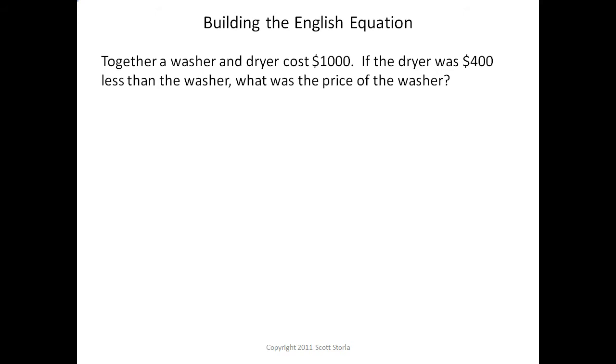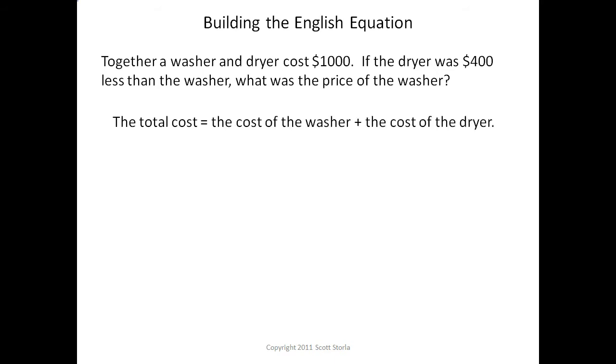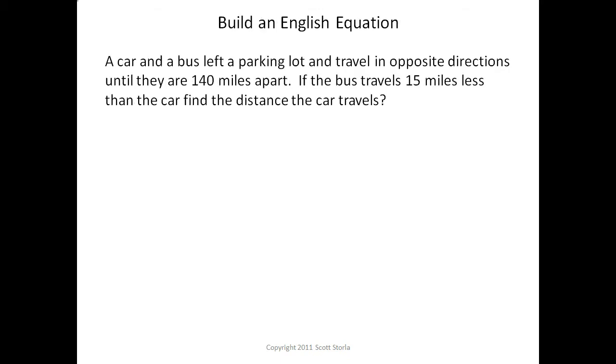The English equation is often based on totals today. And so on the one hand, I know that there's the total cost of the washer and dryer. On the other hand, that total cost has two parts. It's the sum of the cost of the washer and the cost of the dryer. This is what I mean by the English equation. Try to build an English equation for this problem.